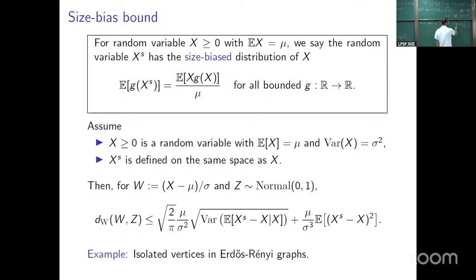So what's the expected value of X^s? What's the mean of X^s? Well, we can work out the mean of X^s because we know how to take expectations against functions of X^s. So the mean of X^s is, when g is just equal to the identity, the expected value of X squared on mu, right? But this thing equals the expected value of X squared over mu minus mu times mu on sigma squared.